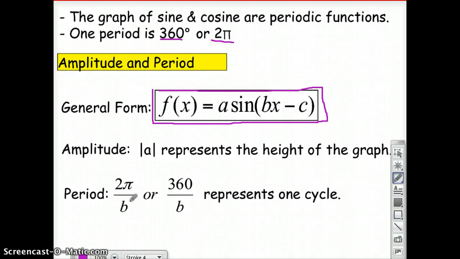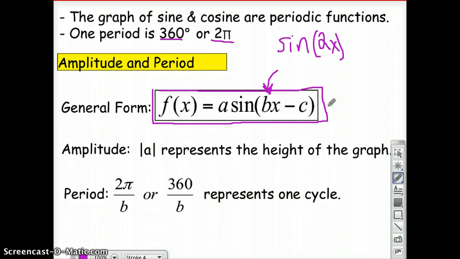The period is usually 360. But if you have a value in front of the x, like sine 2x, the period changes. And the period changes by dividing by that b value. If you're dealing with radians, you're going to do 2 pi divided by that b value. If you're dealing with degrees, you're going to do 360 divided by that b value.